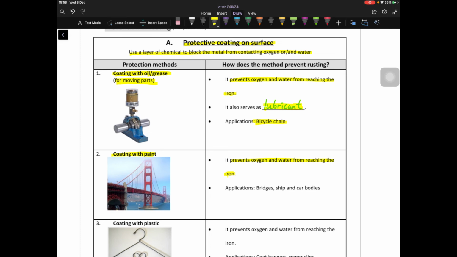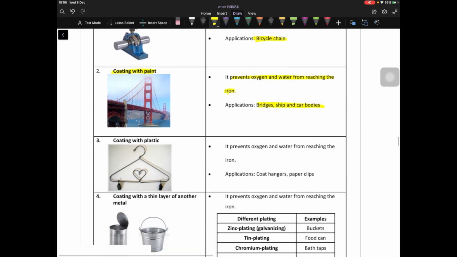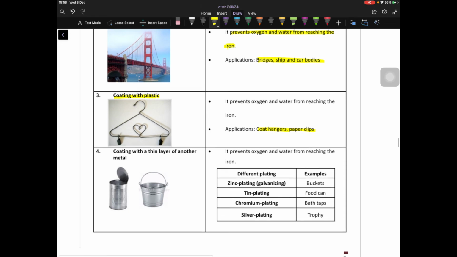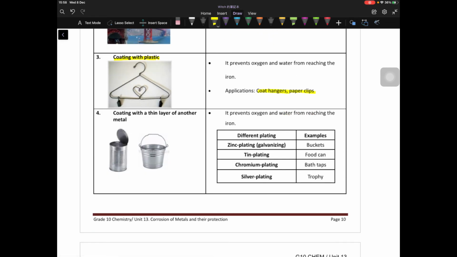And we have many cases, for example, bridges, ships, or car bodies. All of them are covered by a layer of paint. So you can see the layer of paint can keep the object safe unless the layer is broken. The third choice is to cover with plastic, for example, a paper clip or clothes hanger. The principle is the same, so I won't repeat it again.